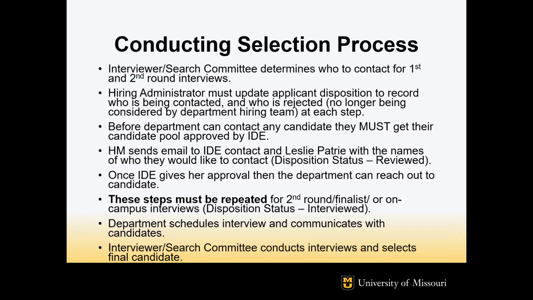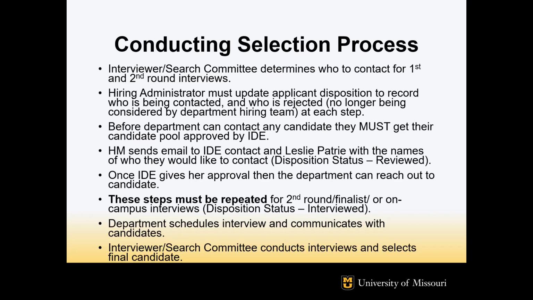The search committee determines who to contact for first and second round interviews. Hiring administrators must update applicant dispositions to report who is being contacted and who is rejected at each step. Before departments can contact any candidate, they must get their candidate pool approved by the IDE contact, or right now that is me. Hiring admins will send an email to the IDE contact and me with the names of who they would like to contact. They also change their disposition status from routed to reviewed. Once IDE gives their approval, then the department can reach out to the candidate.